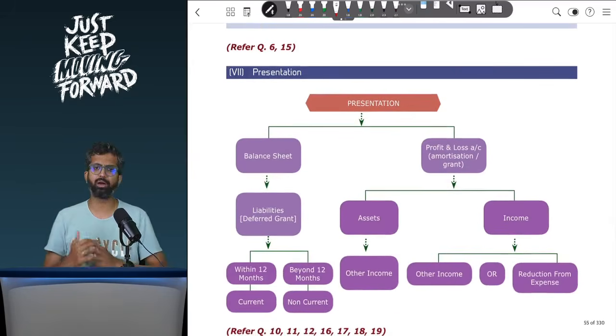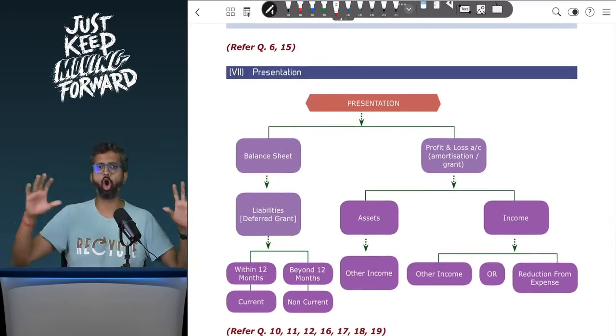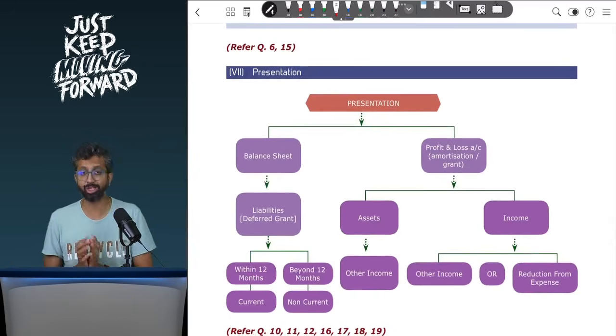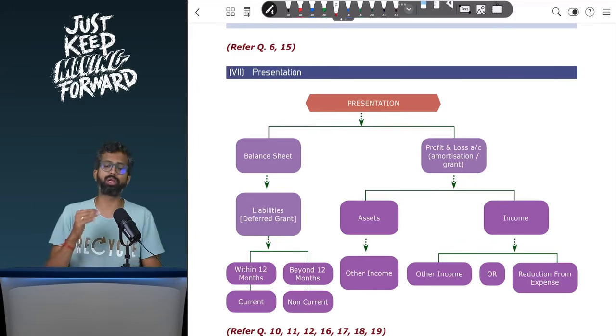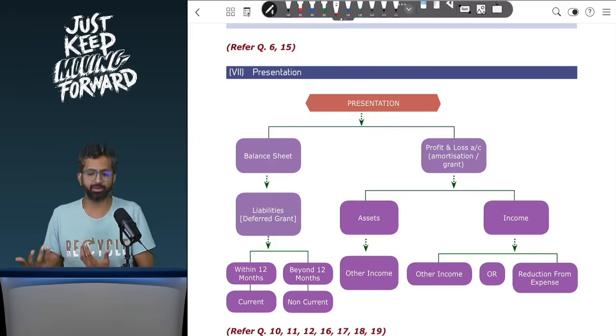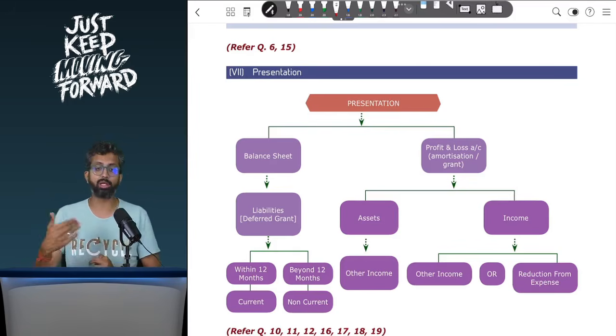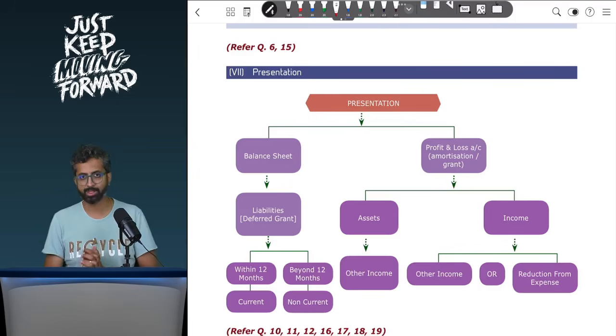And lastly, when we look at the presentation of this deferred grant balance in the balance sheet, how will you present it? Well, it will appear as a part of liabilities, like an unearned revenue or a deferred revenue. It can be split between current and non-current depending on the time when it is utilized. So for example, if the amortization is going to happen in the next year, that part will go in the current section, and the remaining part will go in the non-current section, but it will appear as a part of liabilities and not as a part of reserves.